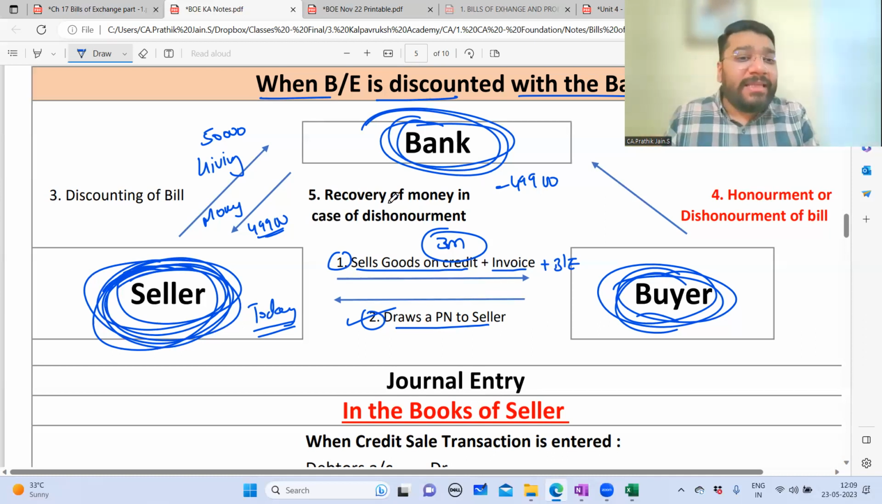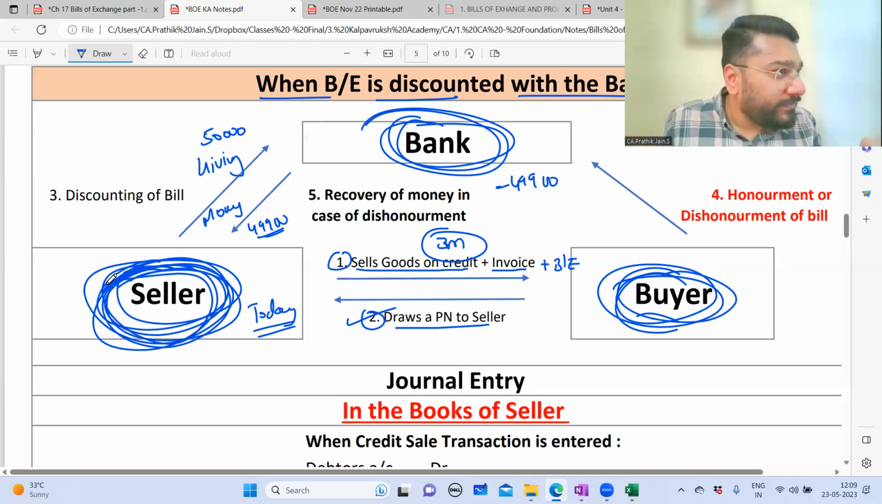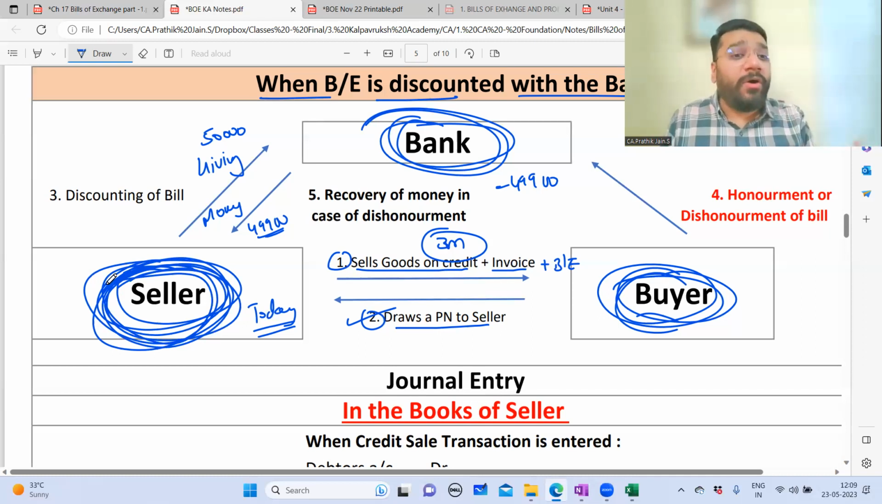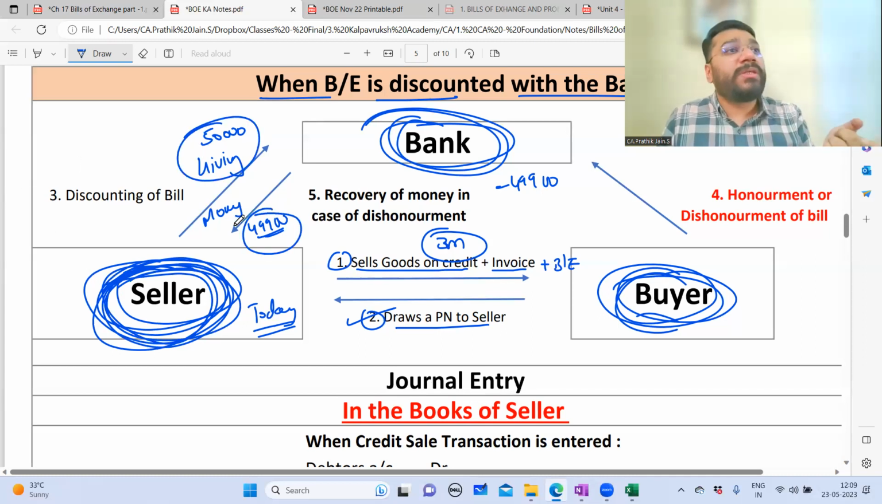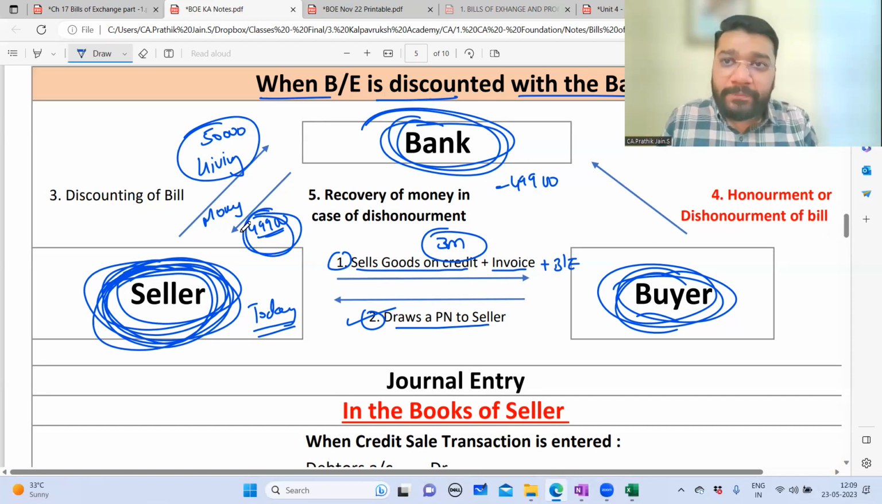With that, the seller's problem today is solved or not solved? He was in urgent need of money, 50,000 rupees. He got 49,900. His problem is solved or not solved? It is solved. The process of giving the bill to the banker and getting this money is called discounting of bill. Discounting of bill means what? You are giving him a 50,000 bill. After a discount of 100 rupees, you are getting back 49,900. This concept is called discounting of bill.